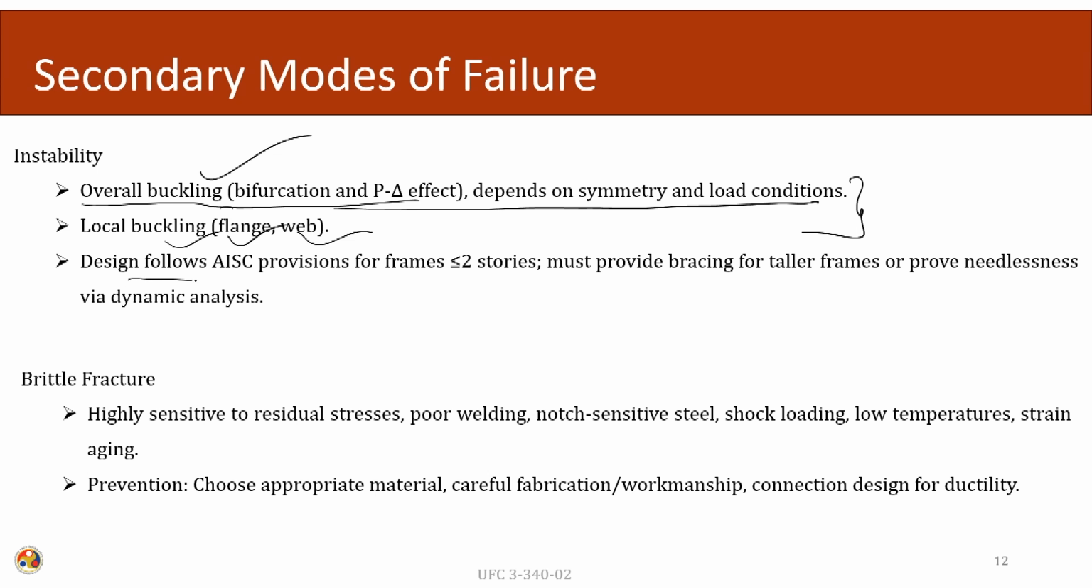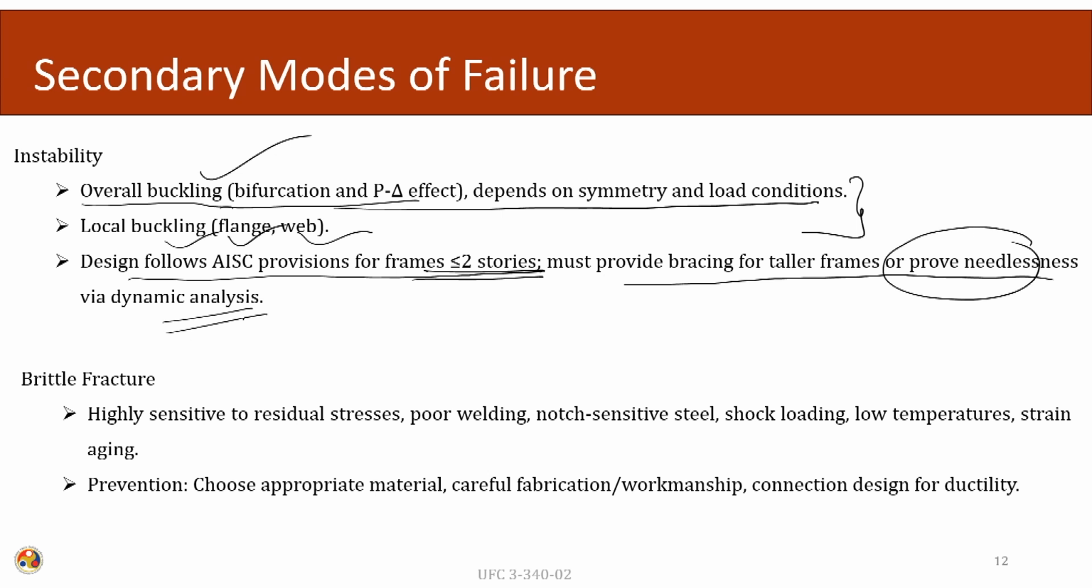Normally AISC provisions for frames up to 2 stories are followed, and there should be bracings for taller frames, or if some requirement is needed as per the dynamic analysis. So buckling criteria need to be checked: overall buckling criteria, and local buckling criteria of the flange and of the web. Up to 2 stories of frame, AISC provisions are required to be fulfilled, and for the taller structures, bracings are a must, as the dynamic analysis dictates.